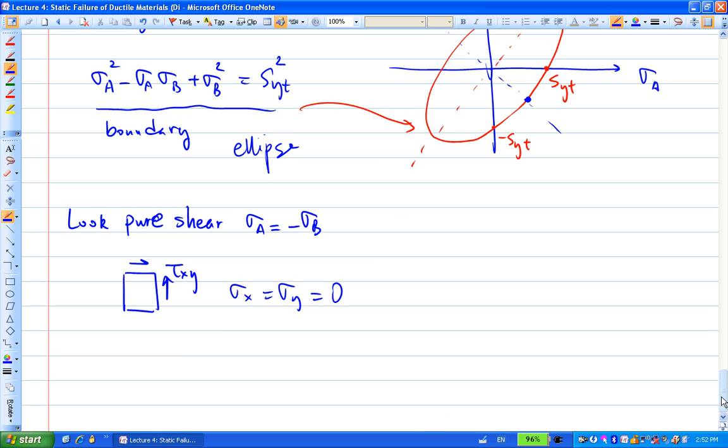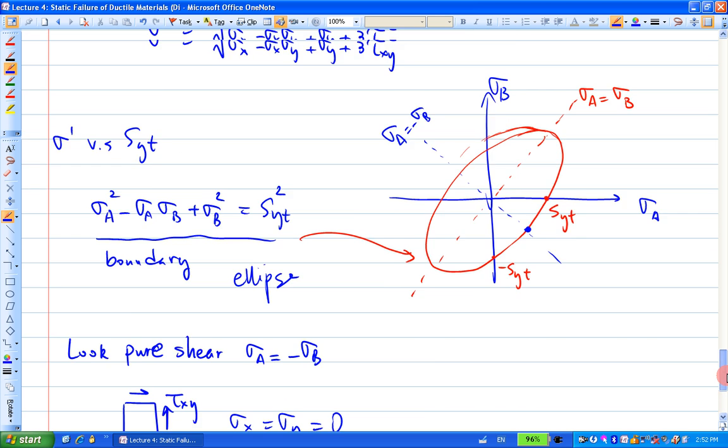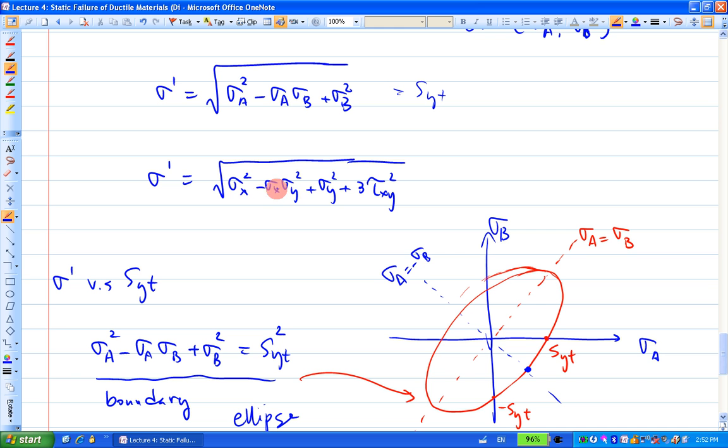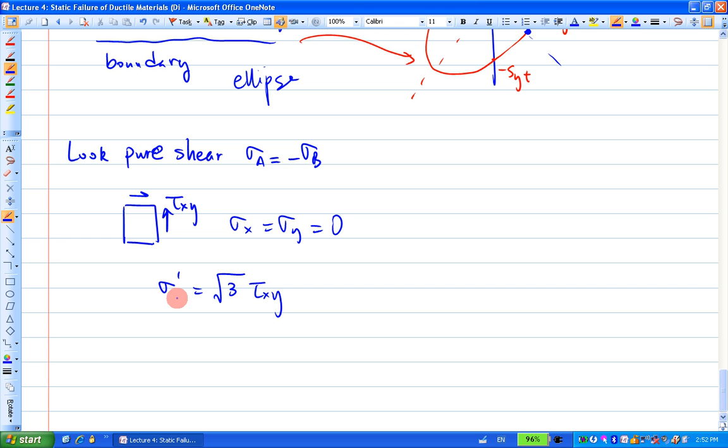Which means sigma prime becomes root 3 tau xy. Does it make sense? If I substitute 0, 0, 0, so this is not squared here, it's going here. Minus this plus sigma y squared, there's nothing else, just root 3 tau xy. Yeah, so that's your sigma prime.